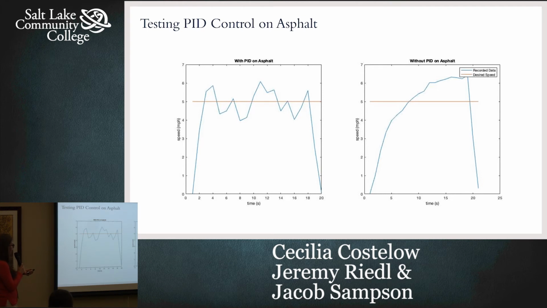It does oscillate around that value, but it gets up there a lot faster. Without PID, we actually take longer to get to our desired value, and we do overshoot it, though there might be some error here in the calculation of basically tracking the ESC speed versus the actual GPS speed. So that's what we see on asphalt.